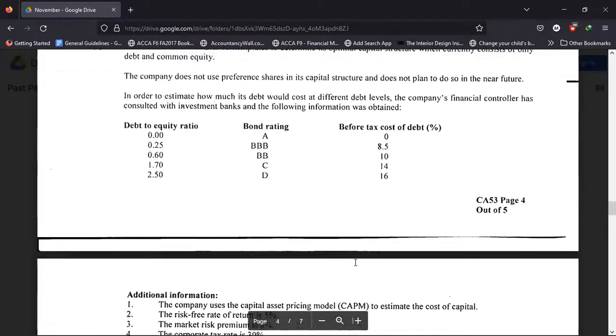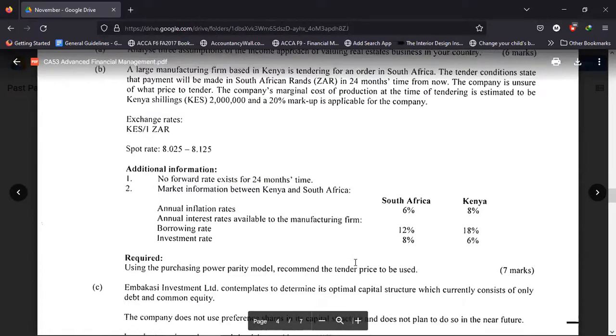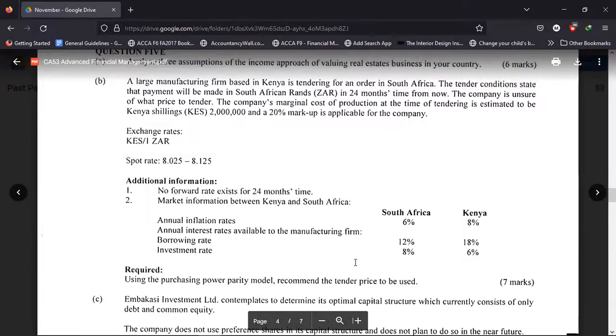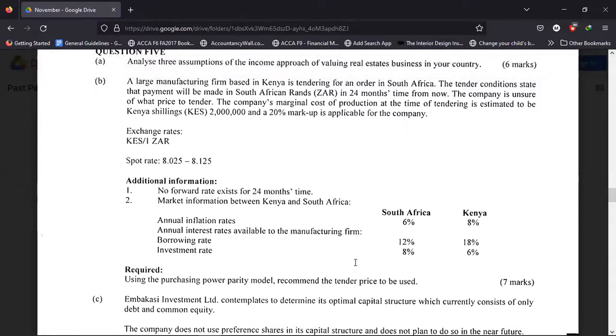Five B, good. So here we are being told a large manufacturing firm based in Kenya is tendering for an order in South Africa. The tender conditions state that payment will be made in South African rands in 24 months' time, which is 2 years from now. So the company is unsure of what price to tender. And we are being told here, the company's marginal cost of production at the time of tendering is estimated to be Kenya shillings 2 million, and a markup of 20% is applicable for the company. Exchange rate will be given as Kenya shillings per South African rands.